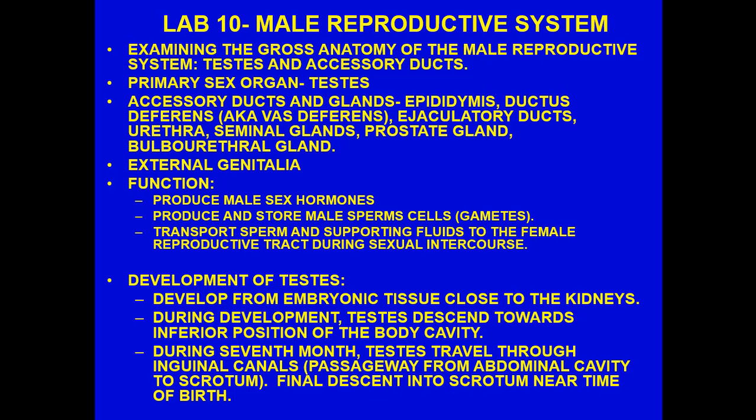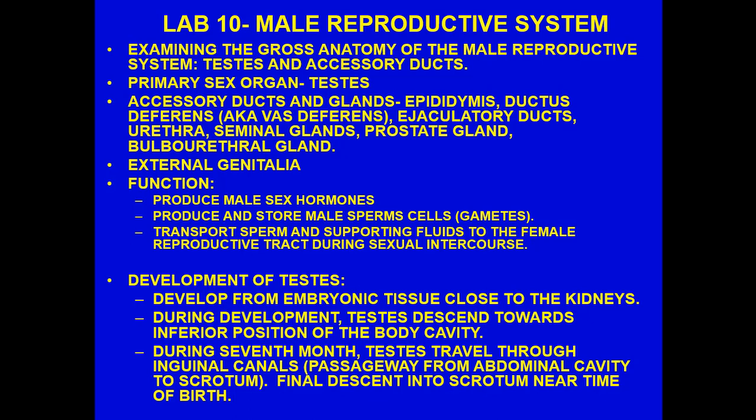We'll also be noting the external genitalia. Now, the function of the male reproductive system is A, produce male sex hormones, B, produce and store male sperm cells. These are also referred to as gametes. Okay, any reproductive cells, whether it's ovum or sperm, are referred to as gametes. They are also to transport the sperm and supporting fluids to the female reproductive tract during sexual intercourse.